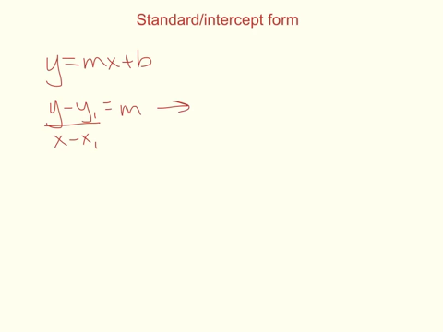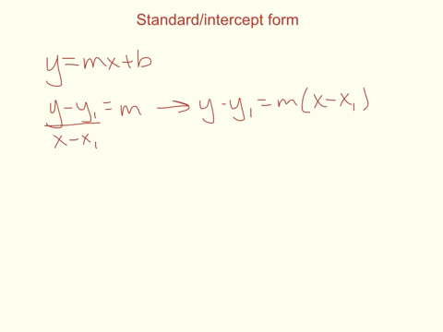Okay, we're going to talk about standard and intercept form. This is another form of a line. So far you know y-intercept form, y equals mx plus b, which is really nice to graph. You also know point-slope form, y minus y1 over x minus x1 equals m, or we've also seen it like this, y minus y1 equals m times x minus x1.